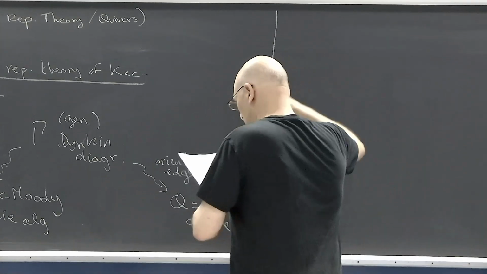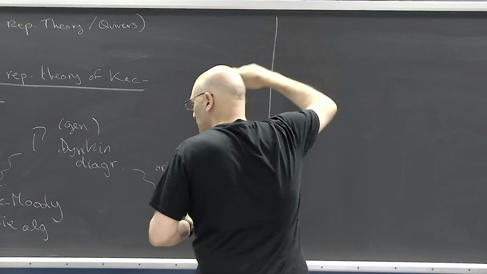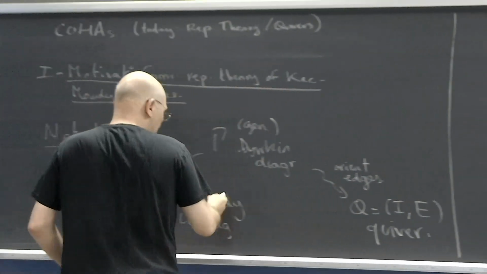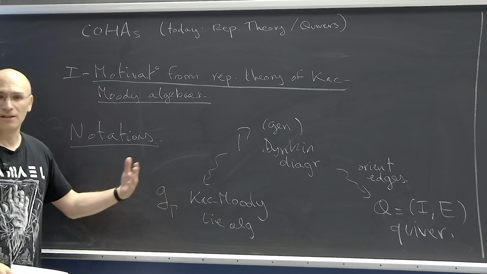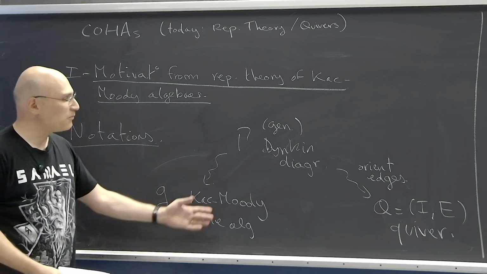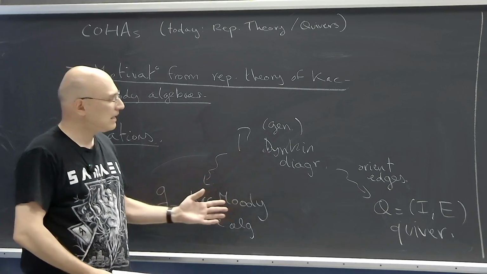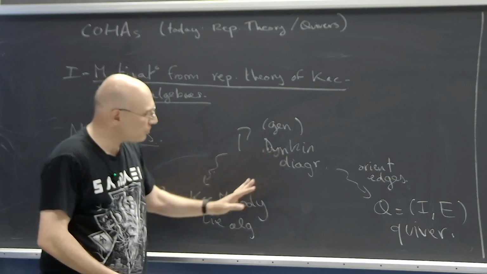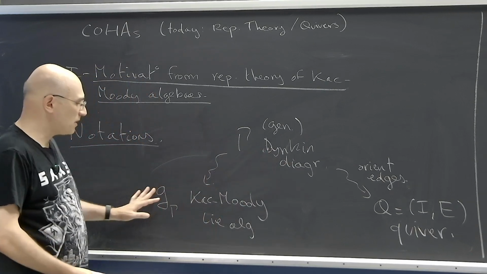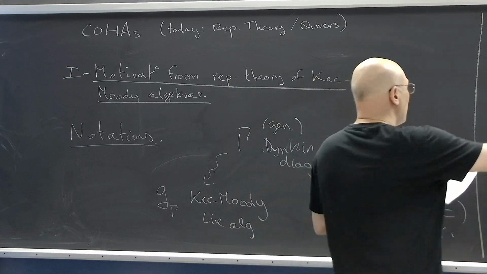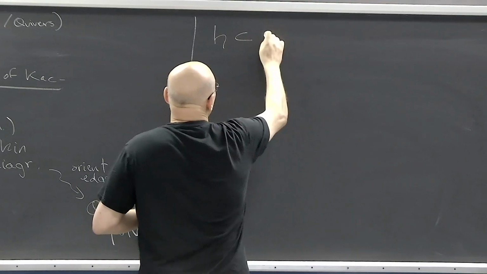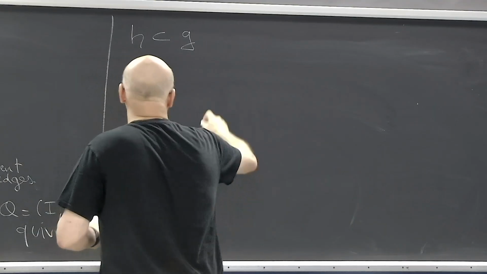OK, so Kac-Moody algebra, one of the important things about Kac-Moody algebras is that they are built from a set of generators with a certain set of relations that come from the Dynkin diagram. And there is a nice combinatorial structure of this Kac-Moody Lie algebra, which is encoded in the root system. So I will recall that. So we have H inside of G, the Cartan subalgebra.